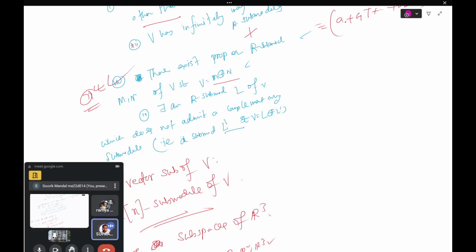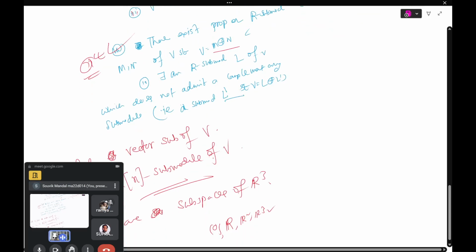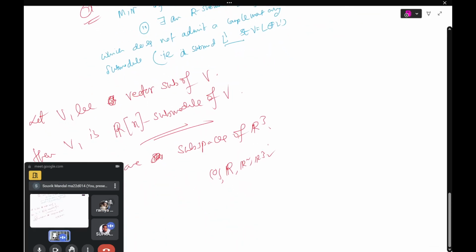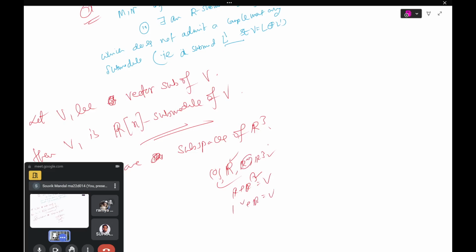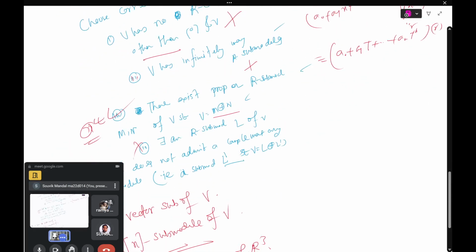What about option 4? There is an R submodule A of V which does not have a complementary submodule. That is, if you take any submodule, there does not exist another submodule whose direct sum is the entire V. Now this is obviously false, because firstly the trivial ones are fine. If you take R, then R plus R2 is equal to V. If you take R2, then R2 plus R is equal to V. So option 4 is also false. So the only correct option is option 3. That is the full argument. Do you understand? Yes. Okay.